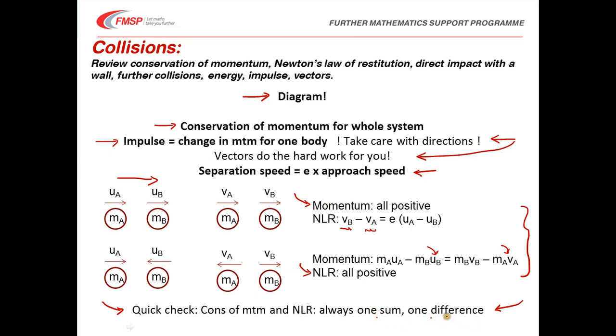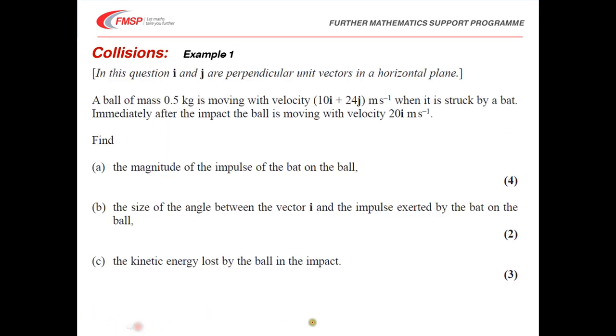If the momentum calculation is all sums, all positives, then the Newton's law of restitution calculation will have a negative in it, like this. It's just a little shorthand check to make sure that you're doing it right. Okay, so let's take a look at an example. If you're playing along at home, please take the chance here to pause the recording and work through it on your own if you choose to.